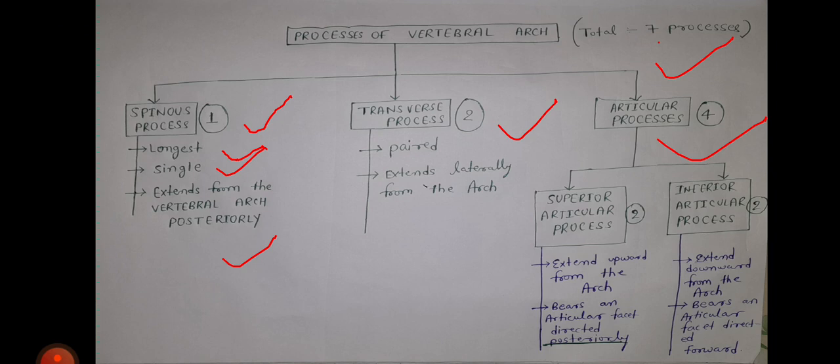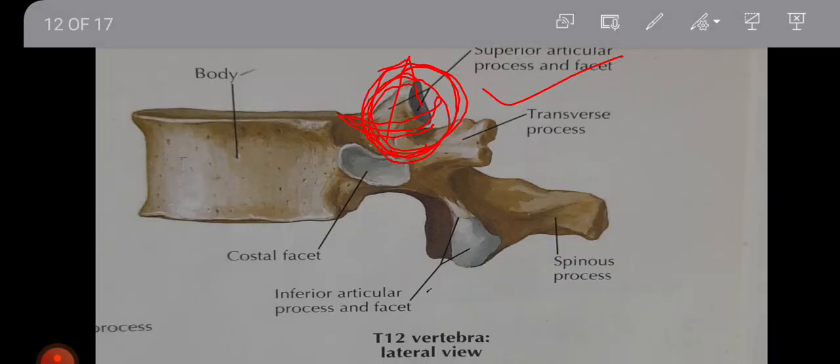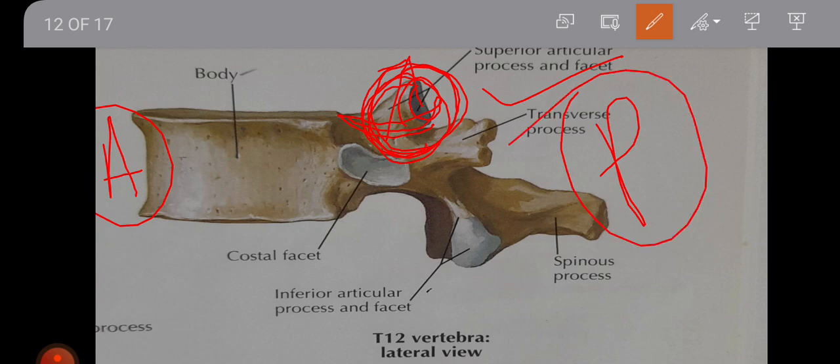Next, superior articular process bears articular facets directed posteriorly. So in this image, if you see the superior articular process, this is the facet which is posterior. This is the anterior part and this is the posterior part. So superior articular process bears facet which is located posteriorly.